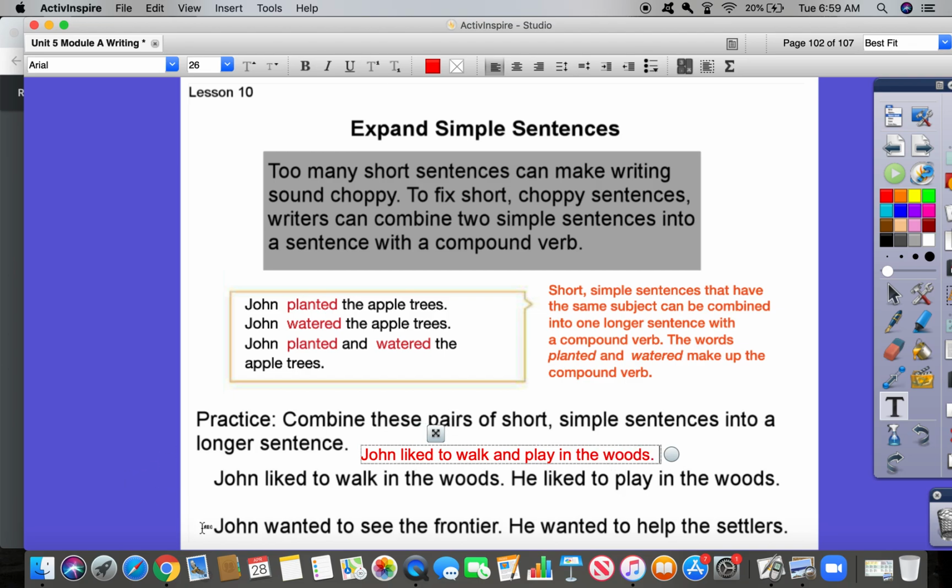Now, how do you think we would do this next one? John wanted to see the frontier. He wanted to help the settlers. So again, we have the same subject. This pronoun he replaces John. So it would be John wanted to see the frontier and wanted to help the settlers.